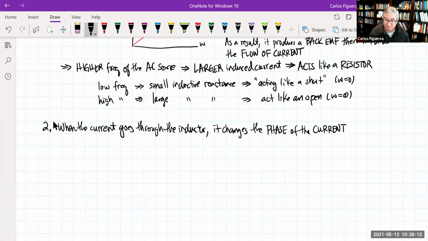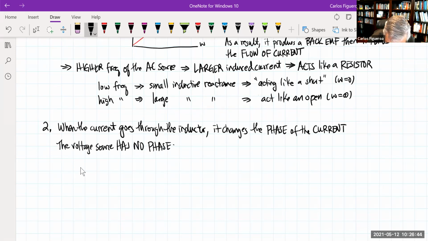So when we go and look at this thing, what does it look like? Well, according to what our relationship says here, the voltage source has no phase. And how do we know that? Because we said that the voltage source was Vm e to the j omega t. The current, though, the inductor current, has developed a phase.